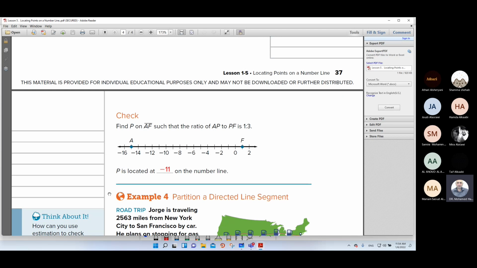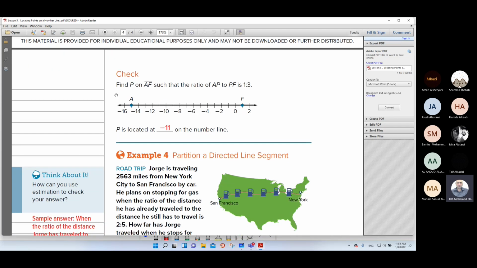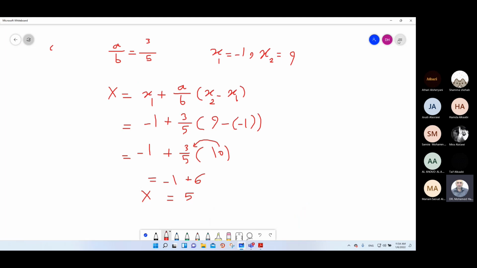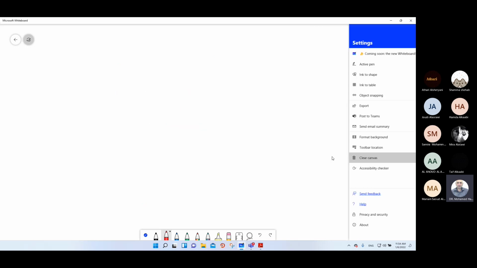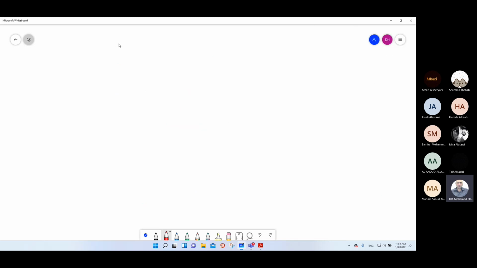In this example, find B on the segment EF such that the ratio of EB to BF is 1 to 3. Always the first number means M, the second number means N. So as the first step, to solve this problem, we want to know what is M and what is N.